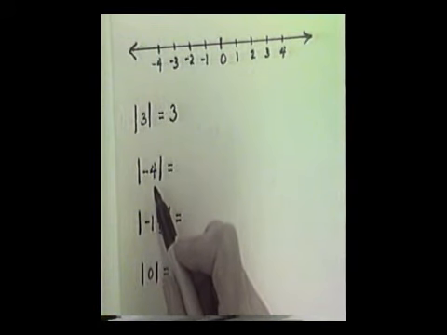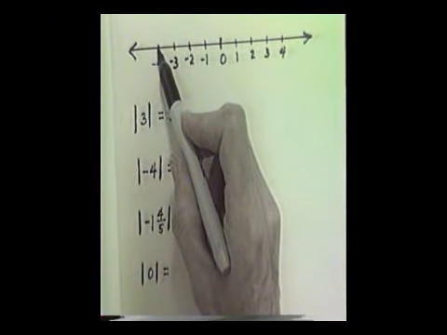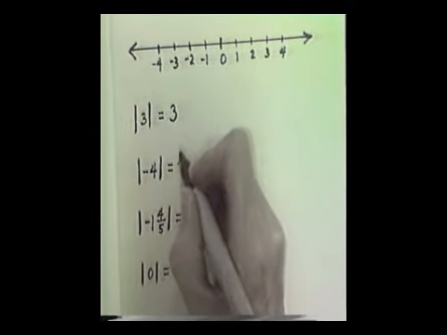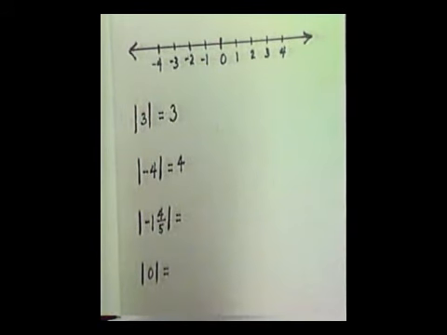This asks for the absolute value of negative 4. The absolute value of negative 4 is its distance from 0 on the number line. Here's 0, here's negative 4. The distance from 0 to negative 4 is 1, 2, 3, 4 spaces. Distance is 4. So the absolute value of negative 4 is 4.